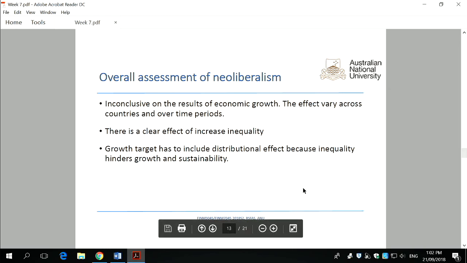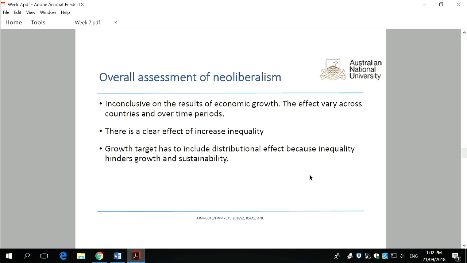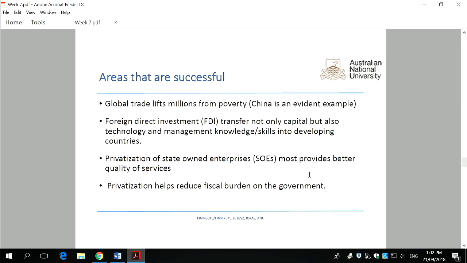Okay, so now let's talk in more detail about this neoliberalism assessment. How do we understand the critique of this, right? So where has it been successful? International trade. Although we know in some of those countries a lot of people live under poverty, international trade has also lifted many people out of poverty, right? China would be the best example of this.